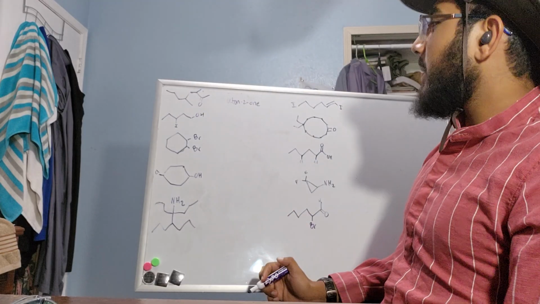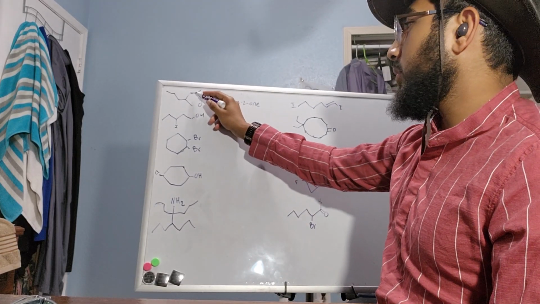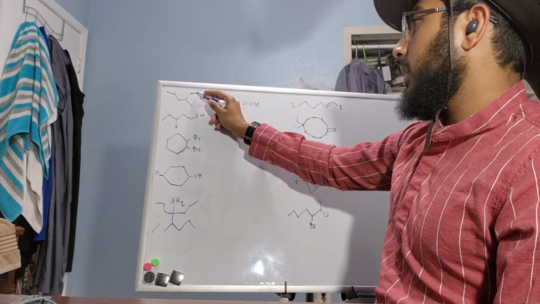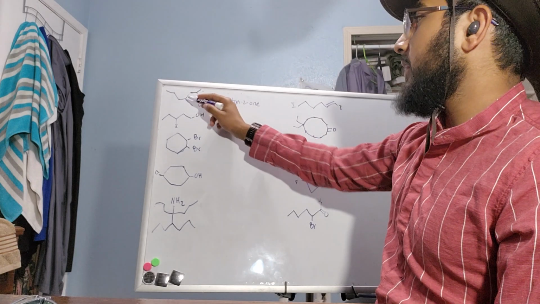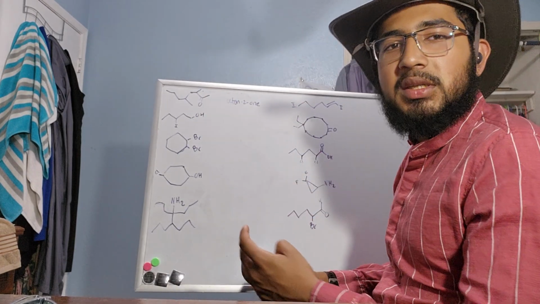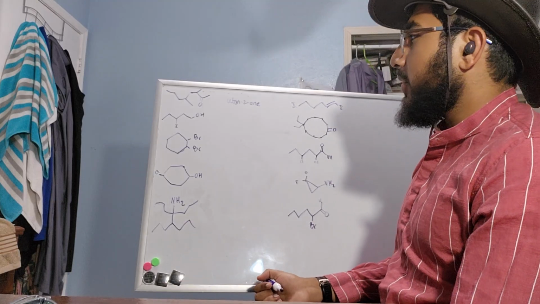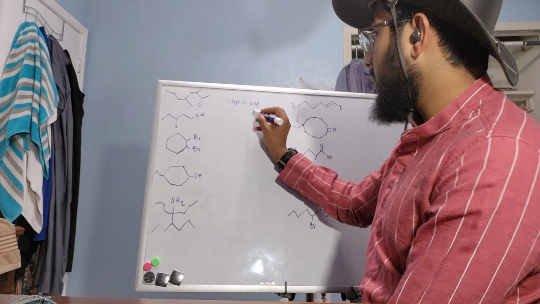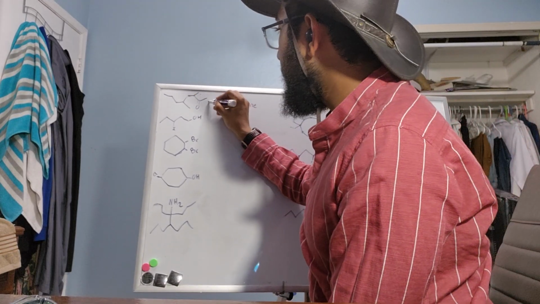But let's not forget about the substituents here. You have 1, 2, 3. Okay, so you have a methyl group here, 3, 4, 5. So 3 and 5 are where your methyl groups are. And since there's 2, it's going to be dimethyl. So it's going to be 3,5-dimethyl octane 2-one.